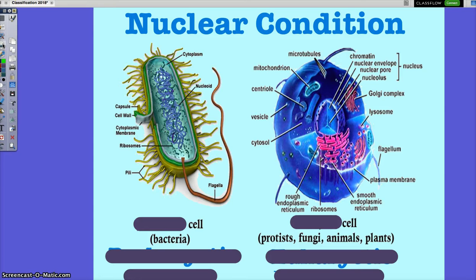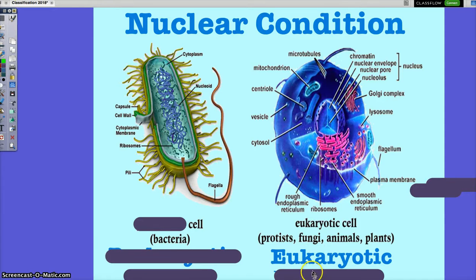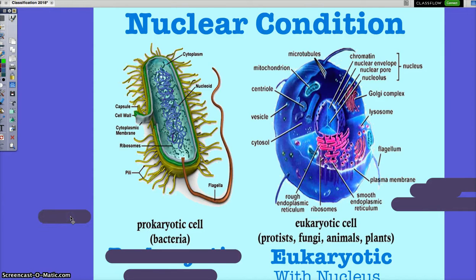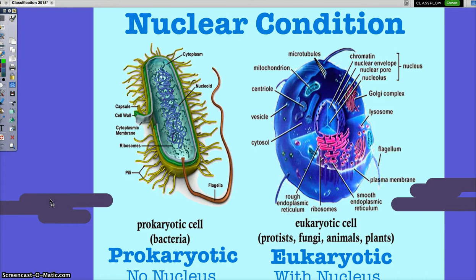What are the 2 things that we look at in terms of nuclear condition? What's the difference? One of them has a nucleus. Which one? Eukaryotic has a nucleus. Think of you, you are eukaryotic. We have a nucleus along with protists, fungi, and plants. Prokaryotic, no nucleus. And the only organisms that fall under that bubble are bacteria.